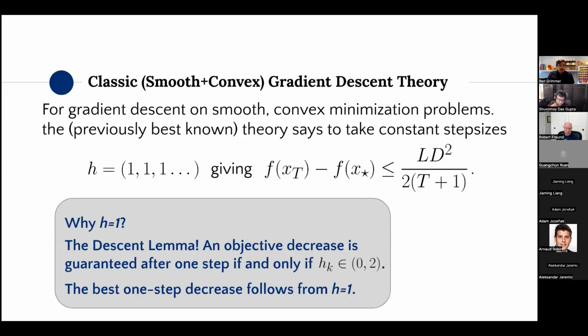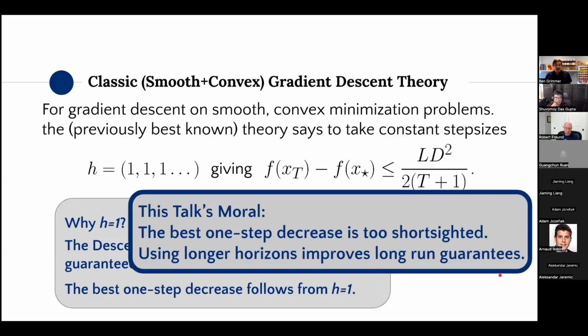And if you want the best decrease from this quadratic upper bound, that's h equals 1. And really that is the best one-step decrease you can get. If you want your next iteration to be as good as possible, h equals 1 will give you that. So the moral of this talk is that style of thinking is too short-sighted. If we just think about getting my next iteration to get as much descent as possible, then you're doing a greedy algorithm. At every step, you're trying to take what's best right now.